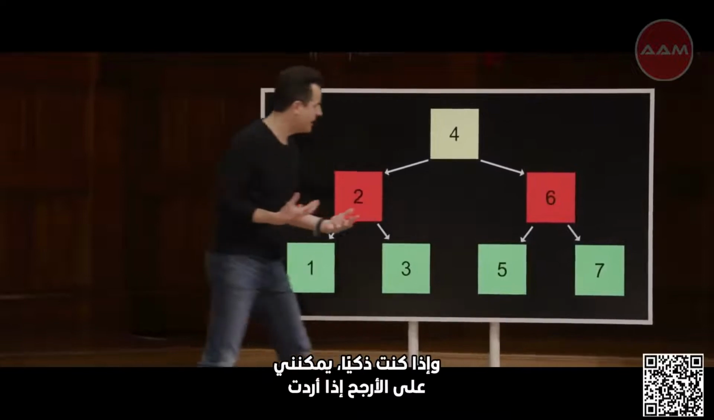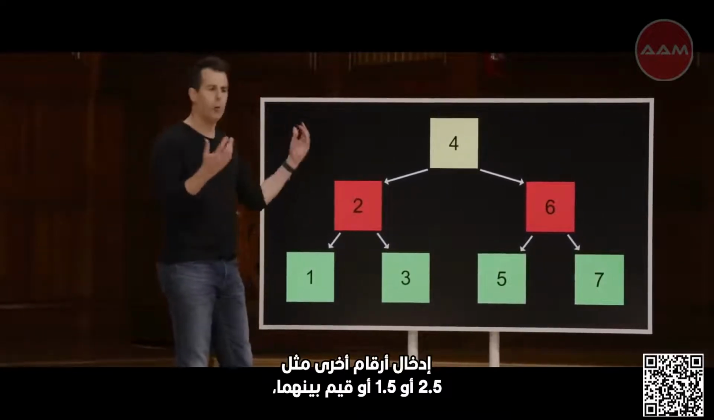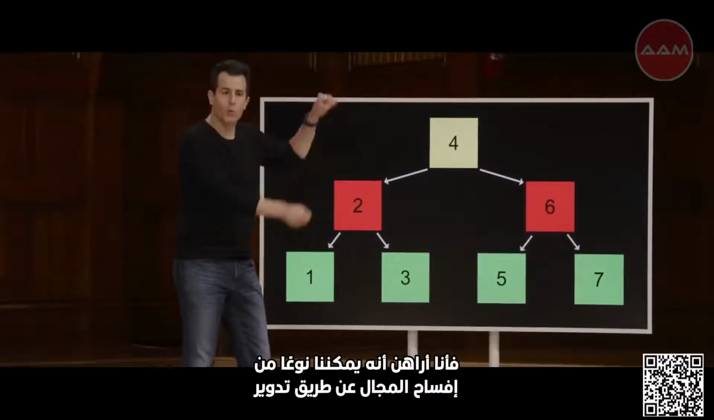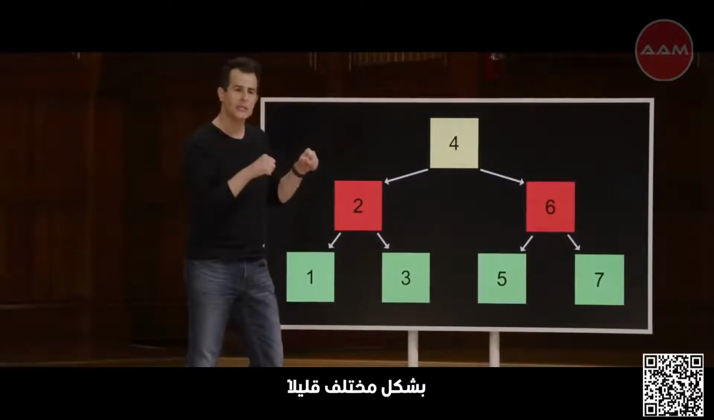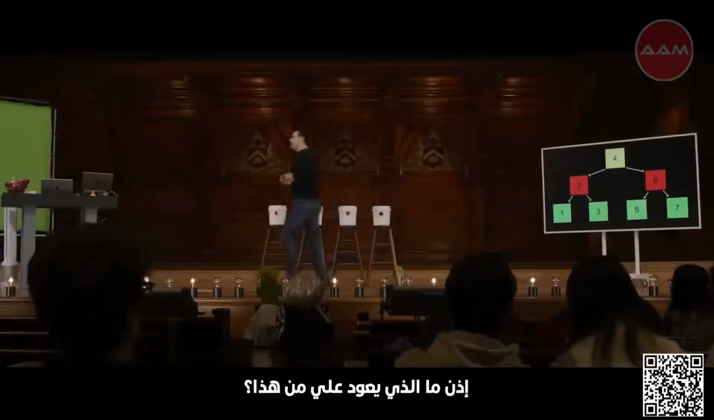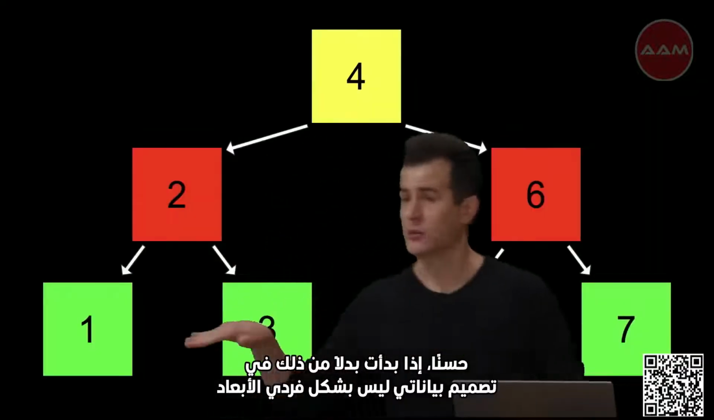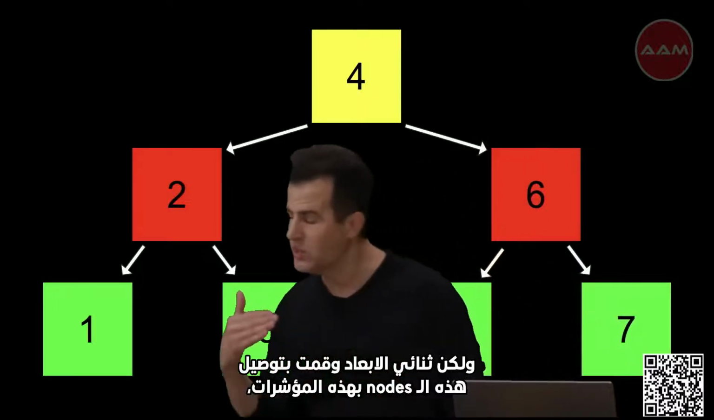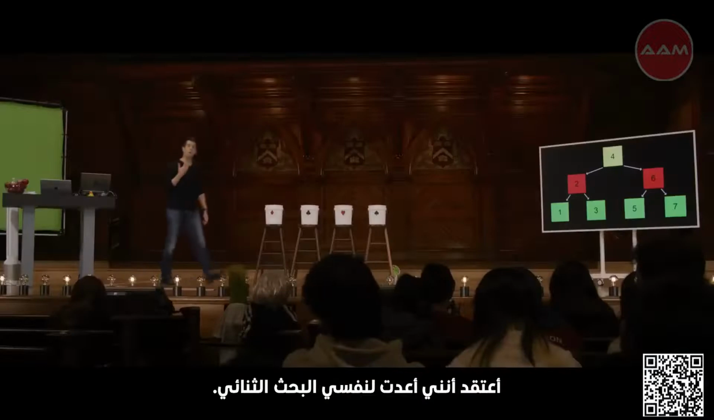And if I'm smart, I could probably, if I want to insert other numbers like 2.5 or 1.5 or values in between, I bet we could kind of make room by swiveling things around and just kind of hanging things off of these branches slightly differently. And so what does this gain me? Well, if I instead start to model my data, not single dimensionally, but in 2 dimensions, and I connect those nodes with these pointers, what can I now do? I think I just gave myself back binary search.